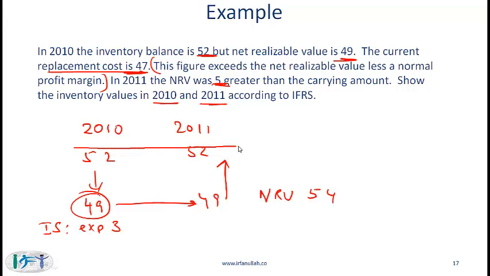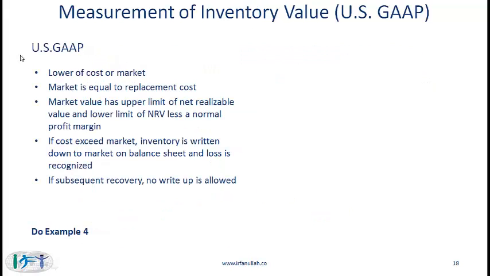That represents the cap. On the income statement, we will show a reversal of this expense of 3, and the point is that we cannot write all the way up to 54. According to IFRS, we have a cap of 52, which was our original historical cost. Now we will talk about measurement of inventory value using US GAAP.